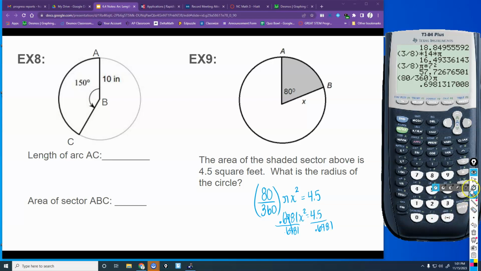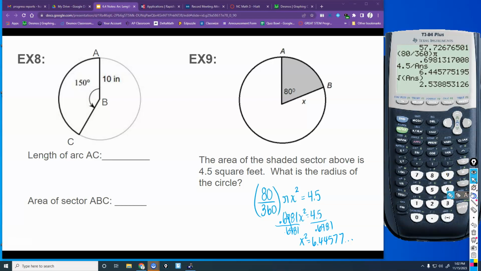So I'll do 4.5 divided by, I'm just going to do answer there. So that gives me 6.445. So x squared equals 6.44577, and so on. What did I do last? Square root. So I will square root that answer, 2.539, which is what Desmos also gave us as our answer.